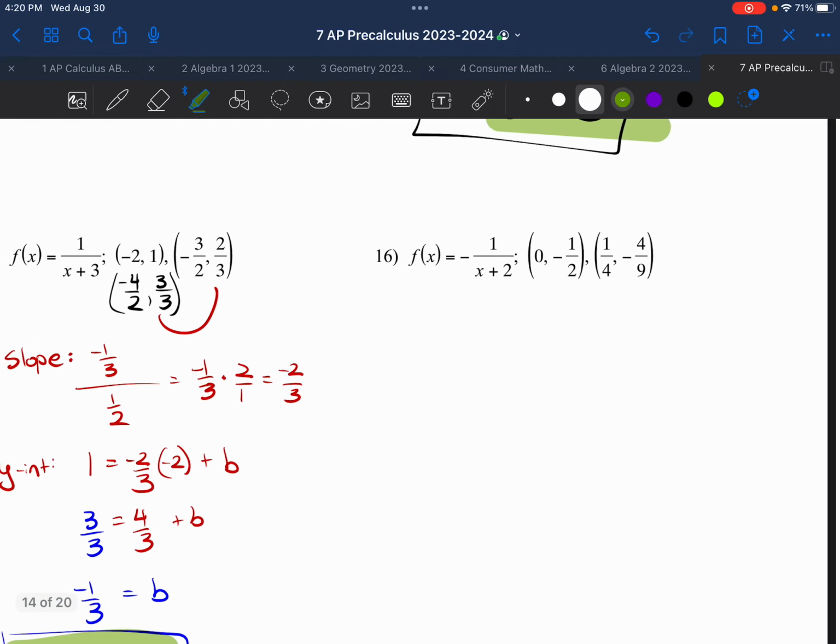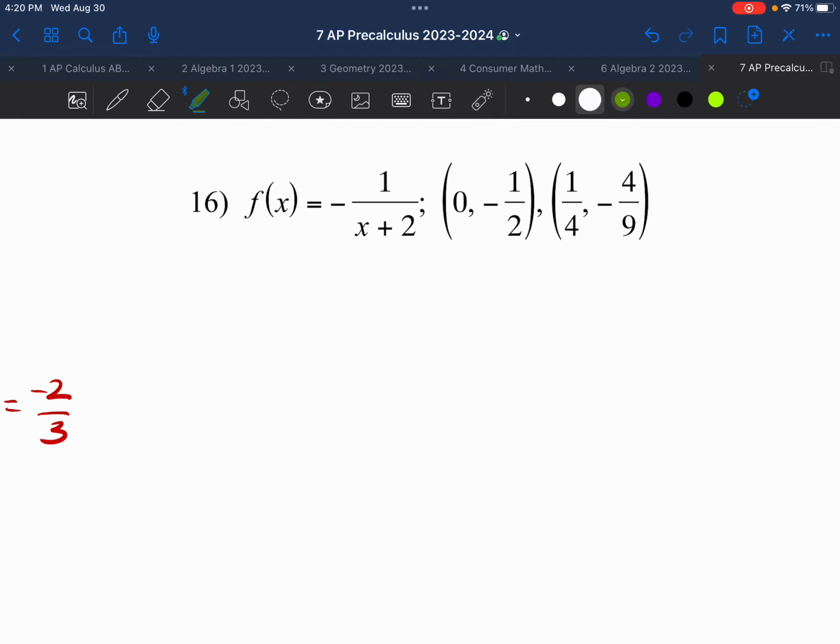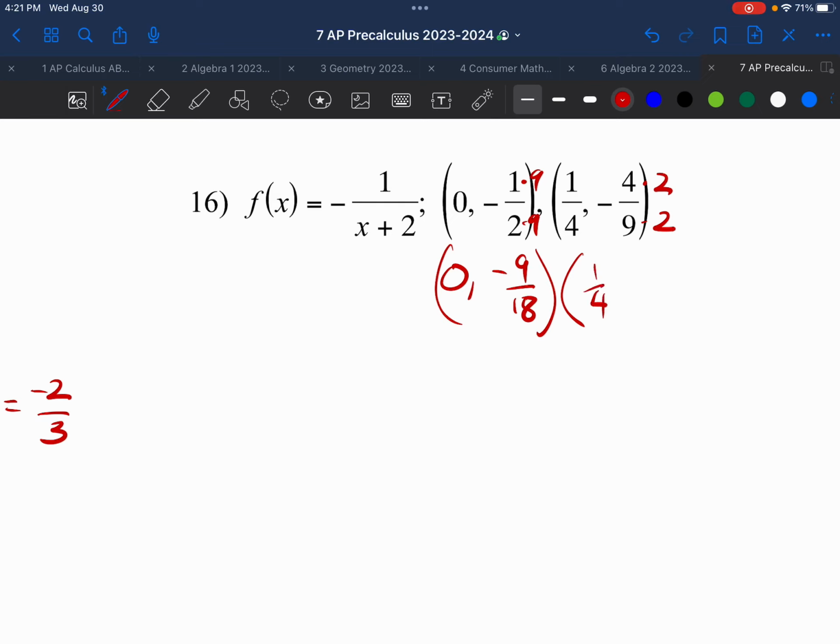All right. And number 16, yay, we finally got a free y-intercept. It's about time. Let's go ahead and make sure that these fractions match up. Those fractions are good. These fractions are not. We have to change both of these. All right, here we go. We're going to change this fraction into 0, comma, I'm going to multiply that by 9 and 9, multiply you by 2 and 2. So our fraction over here is negative 9 over 18. And over here we get still a quarter, comma, and this is going to be negative 8 over 18.